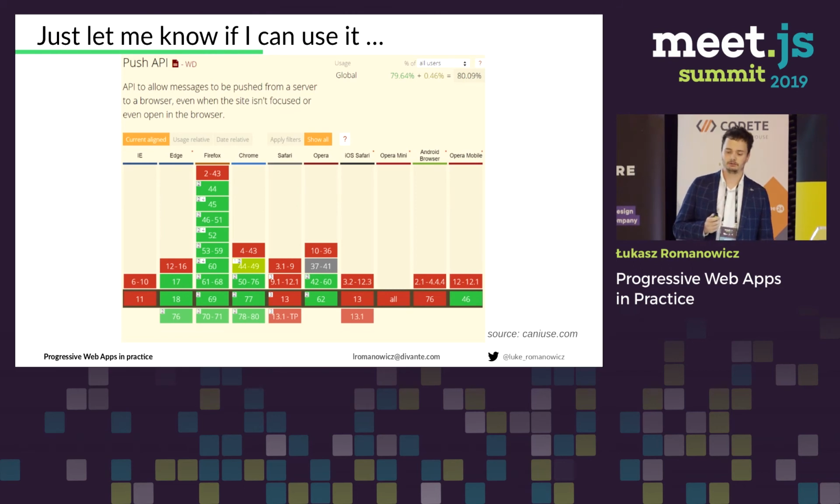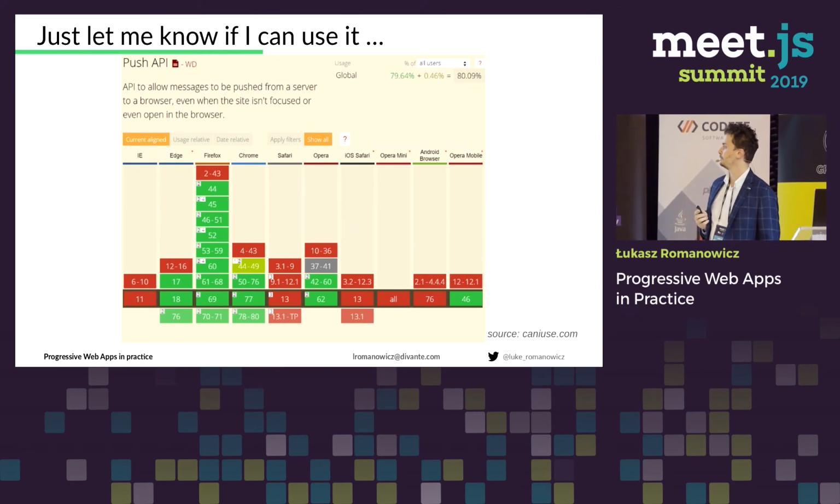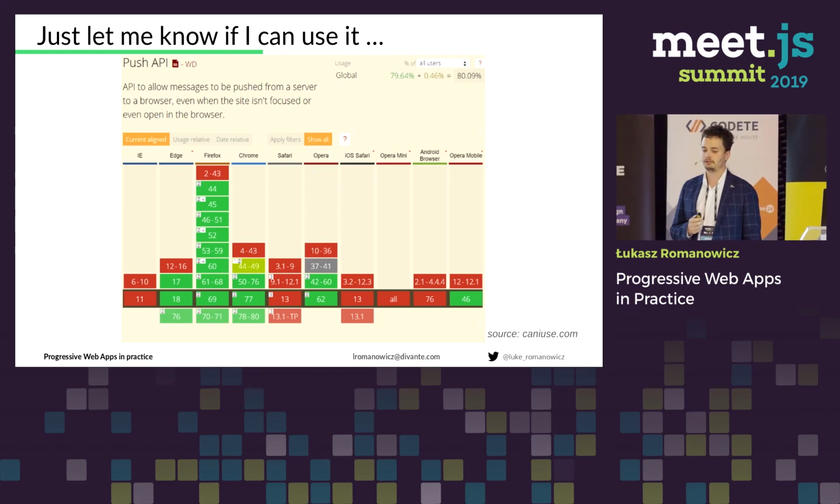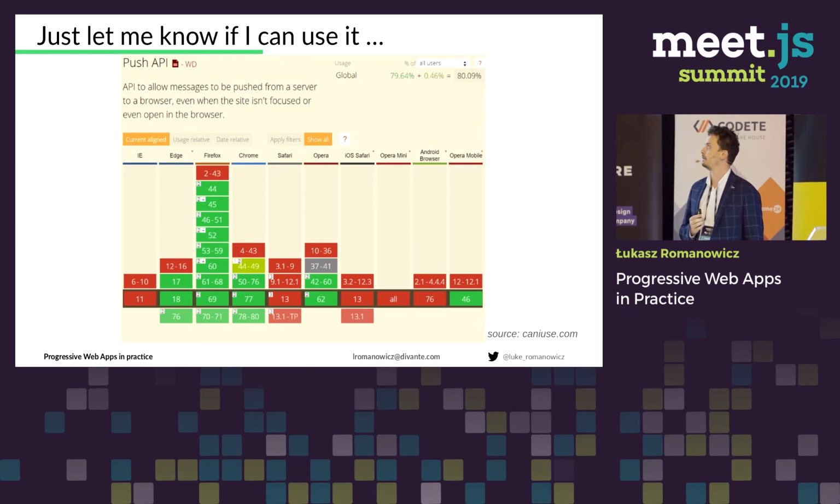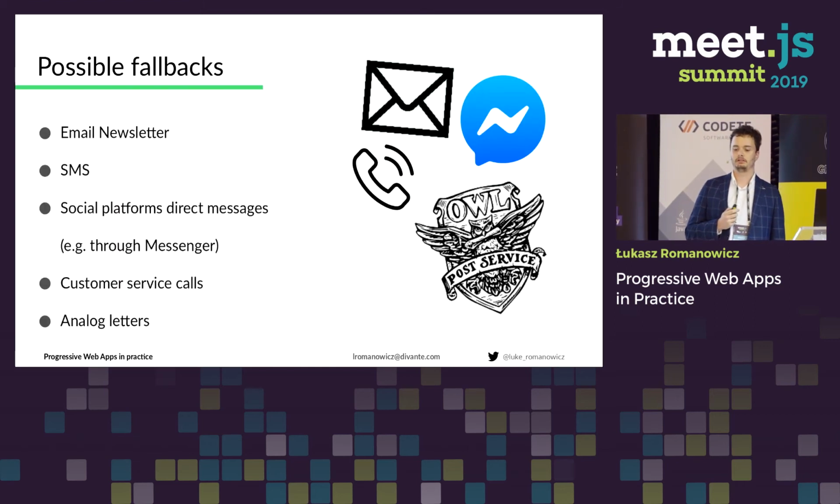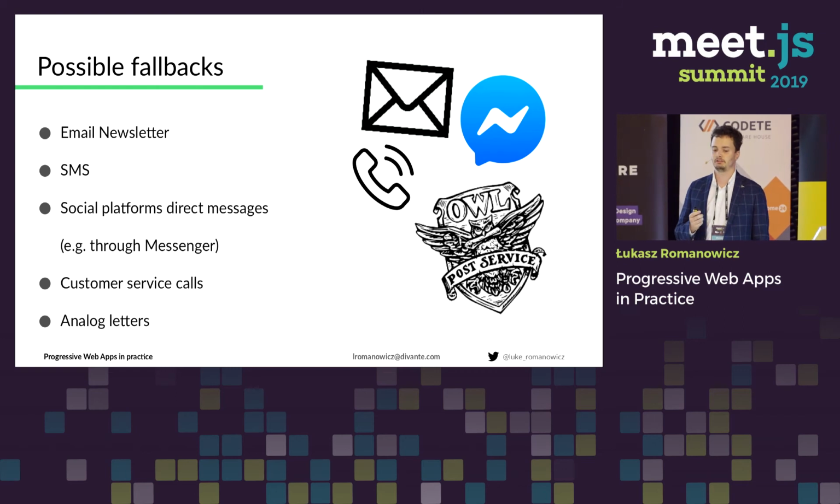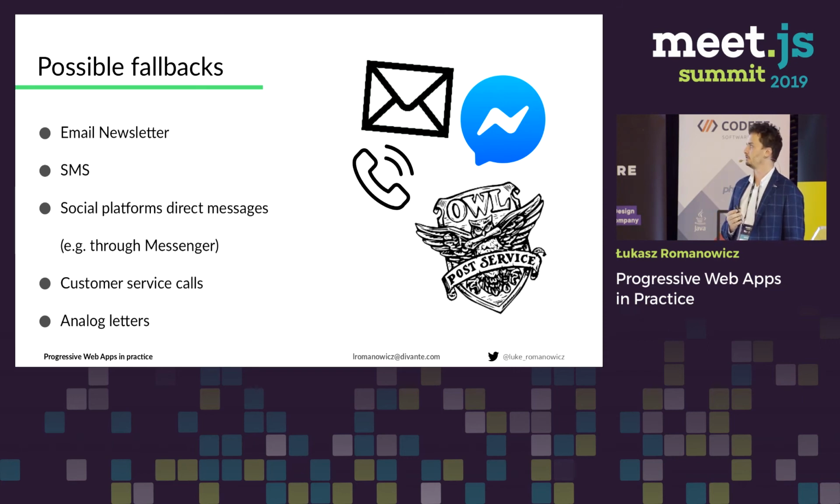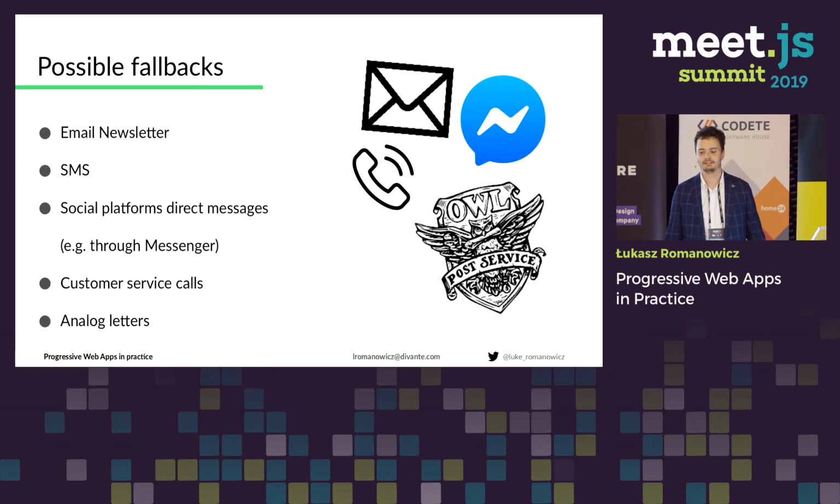And if you ask me if you can use it, you can use it everywhere except usual Internet Explorer and unfortunately Safari, both desktop and mobile one. So fallbacks, of course. If you really need some kind of notifications for iOS, then you probably want to go with hybrid apps. But there are also some other channels of communicating with users, like analog letters or email newsletter.